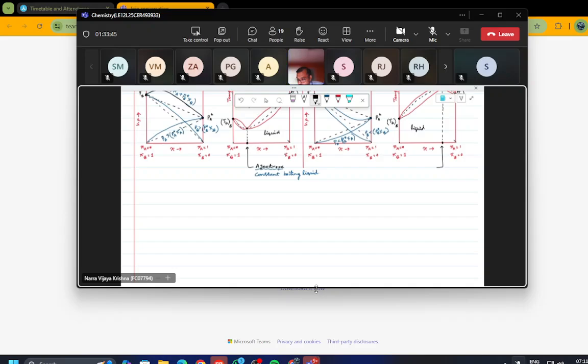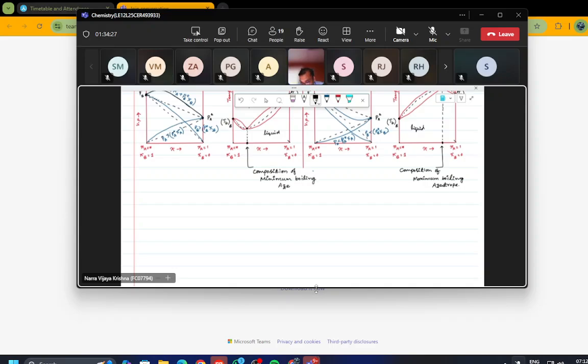This is the composition of the maximum boiling azeotrope. Accepted. Now tell me, what about this one? This is the composition of what? Composition of the minimum boiling azeotrope.